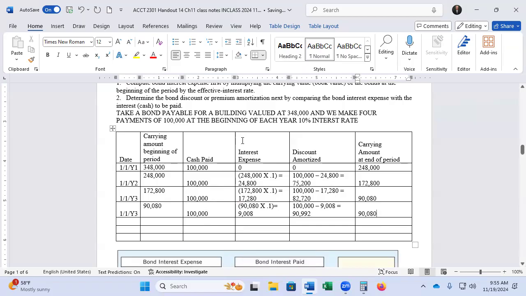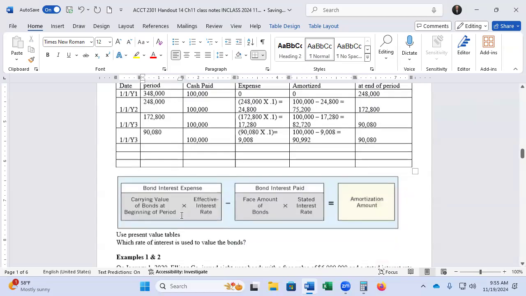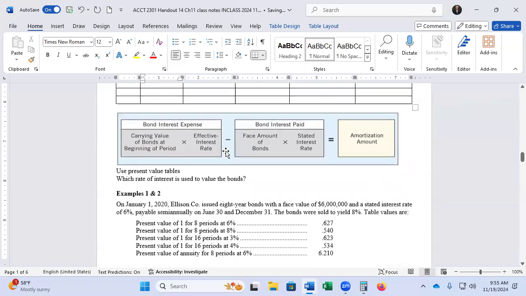Okay, so that's an example of the effective interest table. You've done it a couple times. Sometimes this column, as you didn't have on yours, won't be there, but it's just a duplicate of this column lagged. So this is a little handy helper for you. Bond interest expense, carrying value of the bonds, times the effective interest rate, minus the face value of the bonds times the stated interest rate, and that equals your amortization amount. That's just kind of a helpful guide for you.